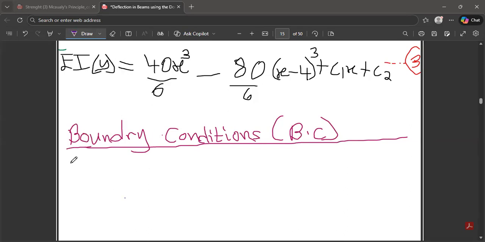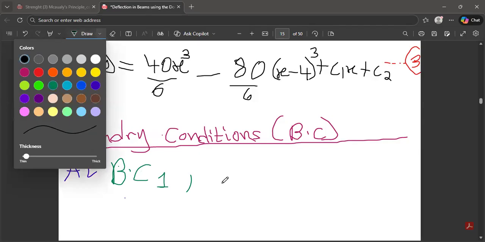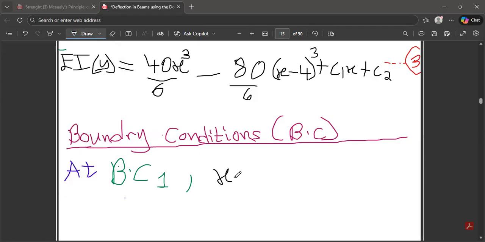So I'm saying that it implies that at boundary condition 1, at BC1, the value of our x is equal to 0, and y is equal to what?